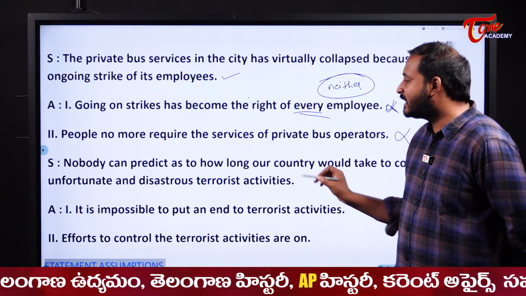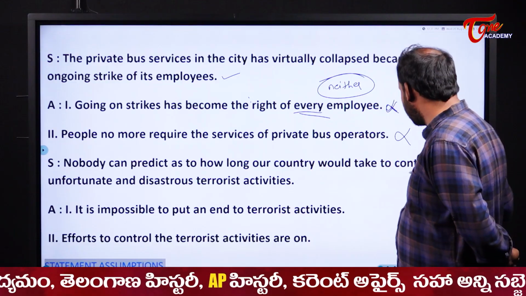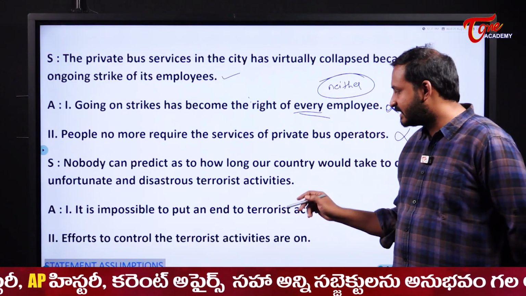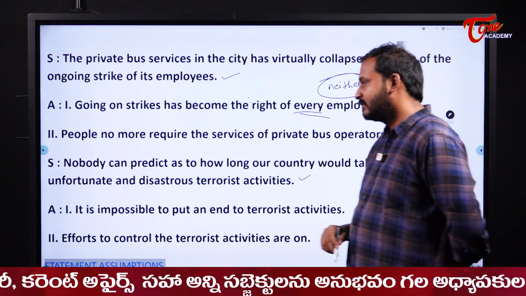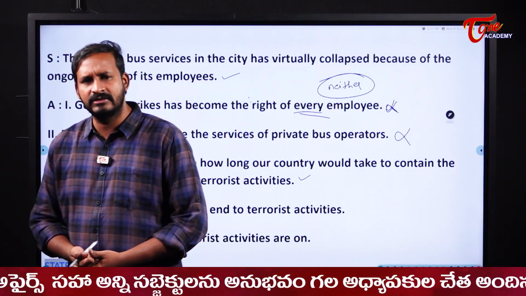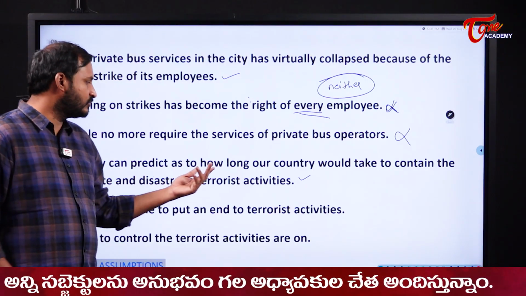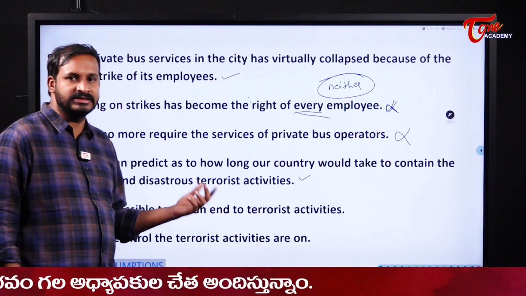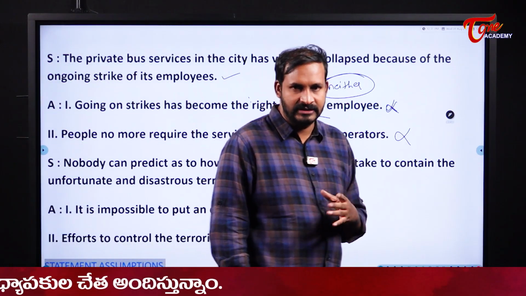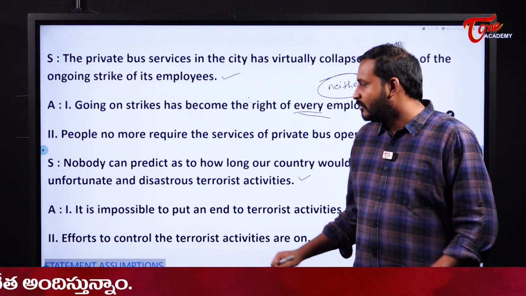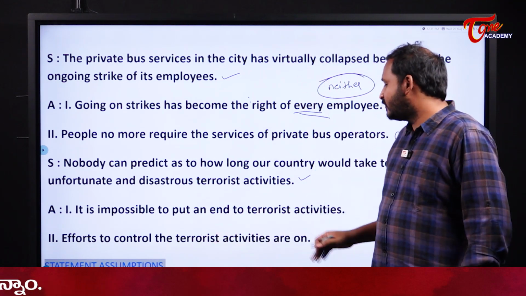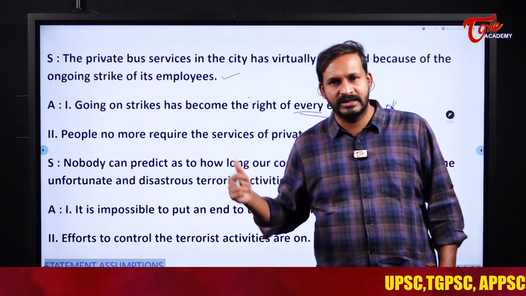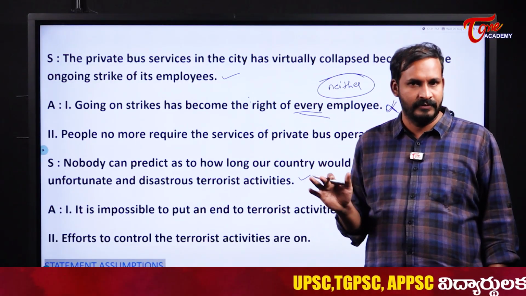Next, "Nobody can predict as to how long our country would take to contain the unfortunate and disastrous terrorist activities." They are telling that nobody can predict how long our country would take to contain the unfortunate and disastrous terrorist attacks. That is the statement they have given for us. Now, "It is impossible to put an end to the terrorist activities." Do they mention anything about possibilities or impossibilities here? No.